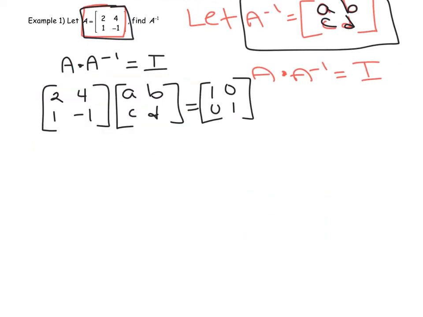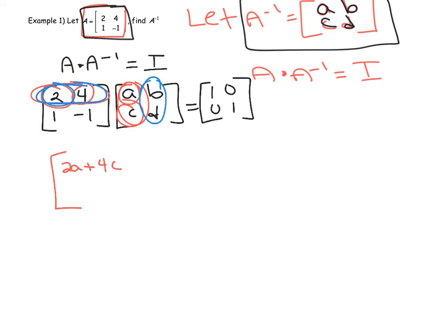Now, let's multiply. I have 2, 4 times A, C, so we'll have 2 times A plus 4 times C, again, matrix multiplication, which we did as one of our first lessons. Again, row by column. 2 times B is 2B. 4 times D is plus 4D. Again, now let's look at our next row in our first column. 1 times A is just A. And negative 1 times C is just negative C.